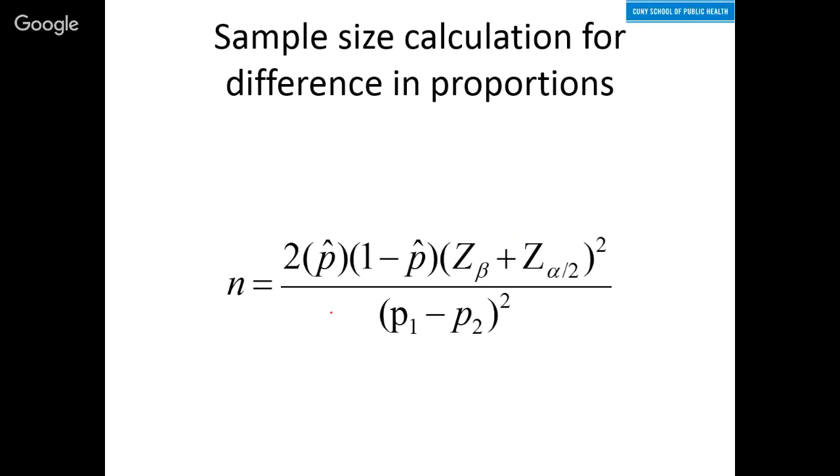It's essentially the same as on the previous page for calculating the power. It is essentially the same calculation for proportions, except you have a different formula for calculating the standard deviation, the square root of 2 times p times 1 minus p. But this part is still just sigma squared over delta squared.